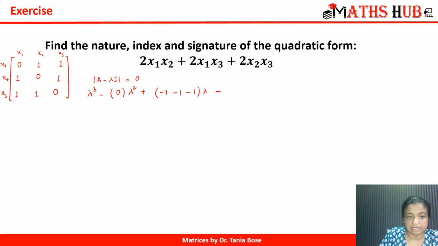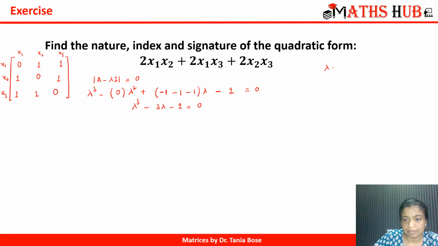Minus, what is the determinant? 0 into everything is 0. So minus 1 into 0 minus 1. And then we have plus 1 into 1 minus 0. So it is 1. So we get 1 plus 1, that is 2. Right? So this is your characteristic equation. Let us put it equal to 0. So we get basically lambda cube minus 3 lambda minus 2 is equal to 0. Clear?